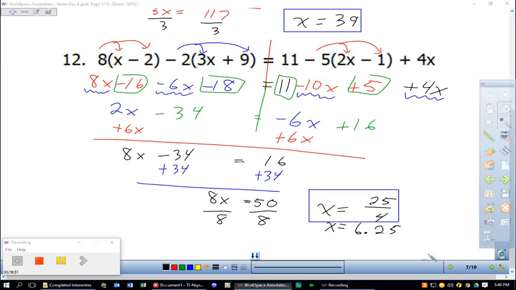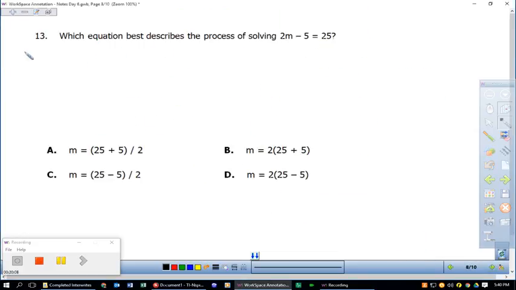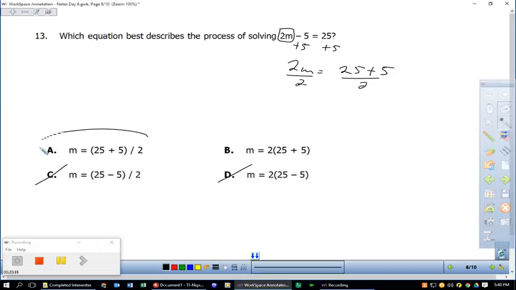All right, number 13. Which equation best describes the process of solving 2m minus 5 equals 25? Well, what's the first thing we do to solve it? We could add 5 to both sides. So in the answer, there should be 25 plus 5, right? So there's 25 plus 5, D is out, and so is C. And then the next step, we take that 25 plus 5 and divide by 2. So 25 plus 5 divided by 2. The answer is A.